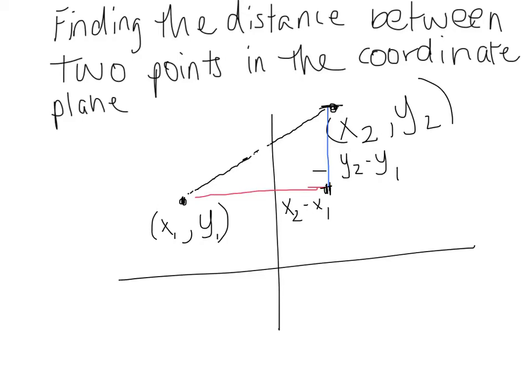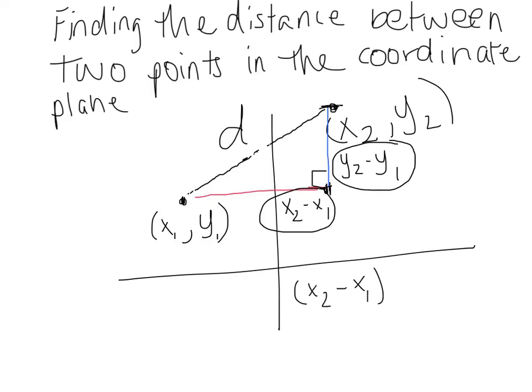And because this is a right triangle that we're dealing with, we can apply the Pythagorean theorem. So this is your A, this is your B, and what you're looking for, the distance between the points, let's call that D. So it would be x2 minus x1 squared plus y2 minus y1 squared equals D squared, just from the Pythagorean theorem. But because ultimately we're not looking for D squared, but we're just looking for D, that distance, we're going to undo the squared by square rooting both sides.